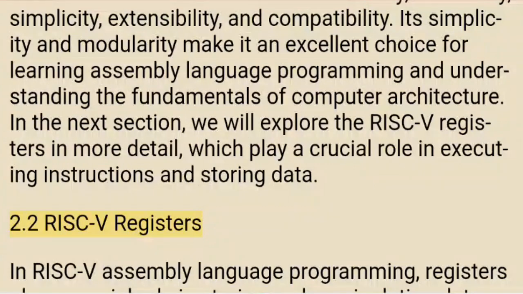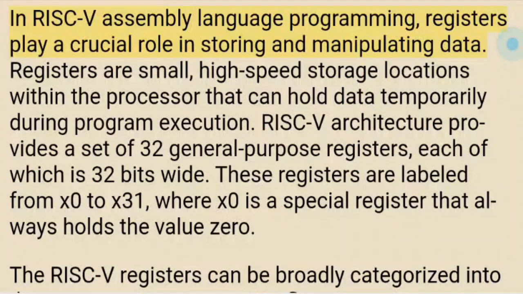2.2 RISC-V registers. In RISC-V assembly language programming, registers play a crucial role in storing and manipulating data. Registers are small, high-speed storage locations within the processor that can hold data temporarily during program execution. RISC-V architecture provides a set of 32 general-purpose registers, each of which is 32 bits wide. These registers are labeled from X0 to X31, where X0 is a special register that always holds the value 0.